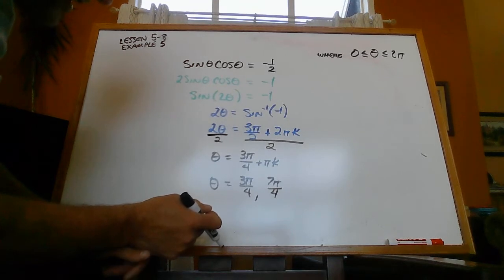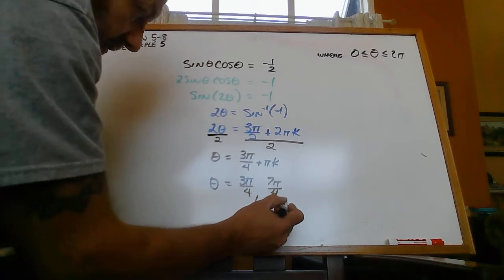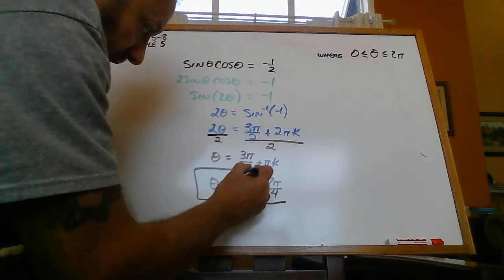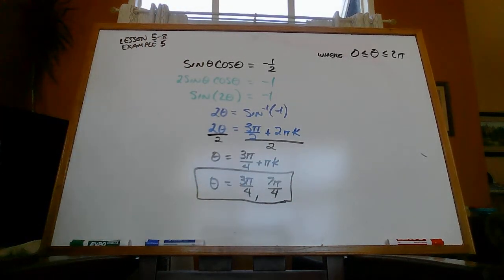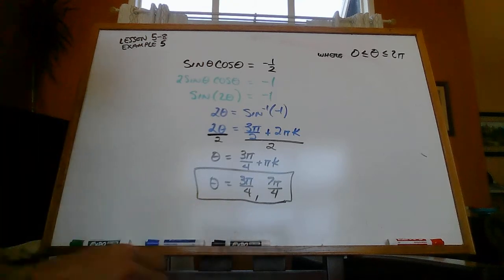Okay, if I try to add another one, I get 11 pi over 4, and that's more than 2 pi. So that's it. I don't have any other solutions. Just those two. So it's very helpful to remember your double angle formulas in this case.